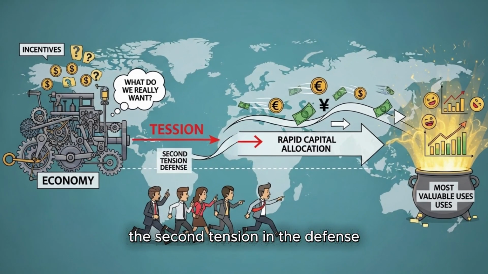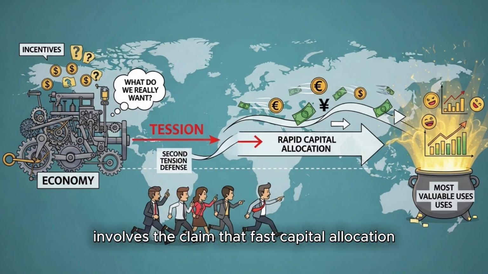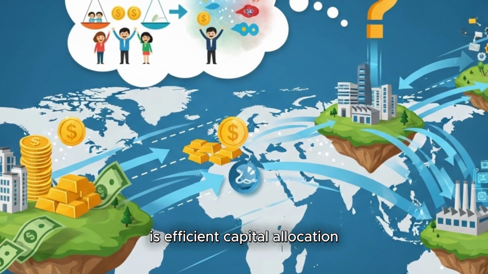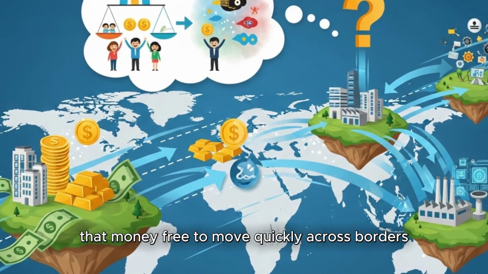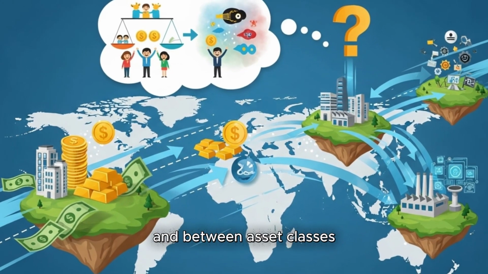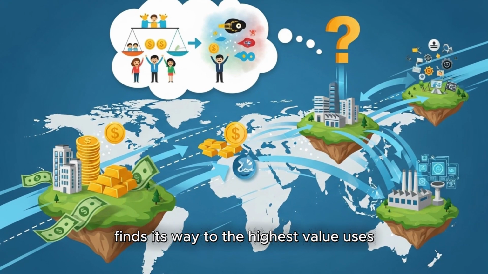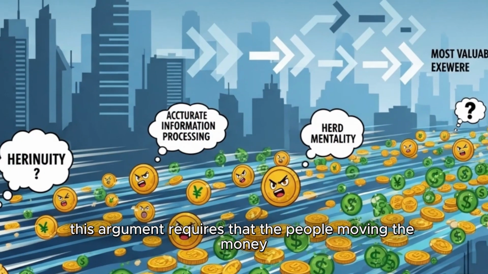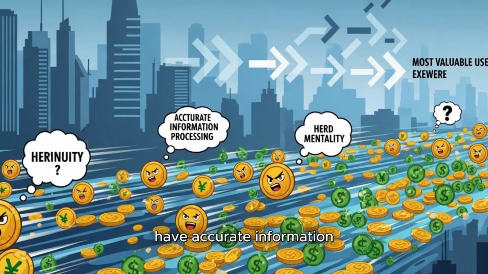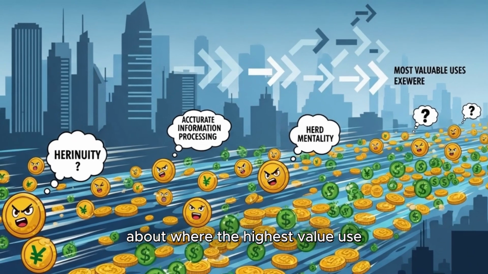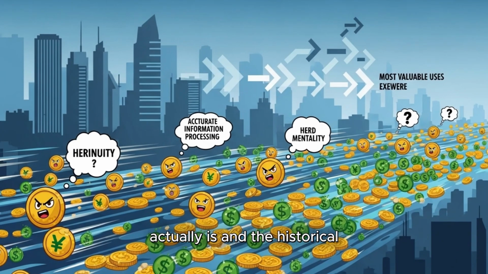The second tension in the defense involves the claim that fast capital allocation is efficient capital allocation. That money, free to move quickly across borders and between asset classes, finds its way to the highest value uses. This argument requires that the people moving the money have accurate information about where the highest value use actually is.